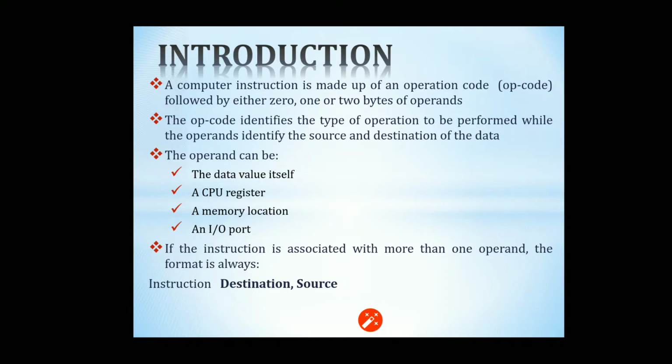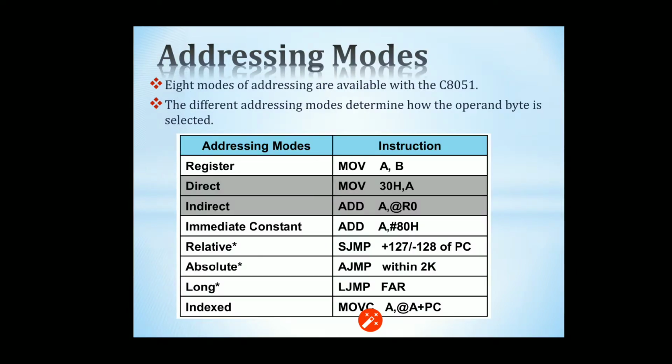Now next, moving toward the addressing modes. There are different types of addressing modes available in the 8051 instruction set. There are basically 8 addressing modes available with the 8051. The different addressing modes determine how the operand byte is selected. The addressing modes are register addressing mode, direct addressing mode, indirect addressing mode, immediate constant addressing mode, relative addressing mode, absolute addressing mode, long addressing mode, and index addressing mode. Now we can study them step by step.